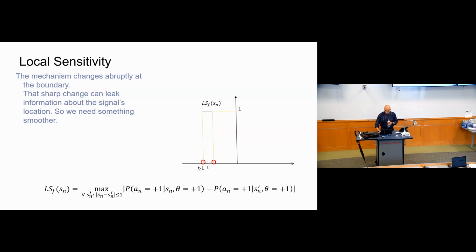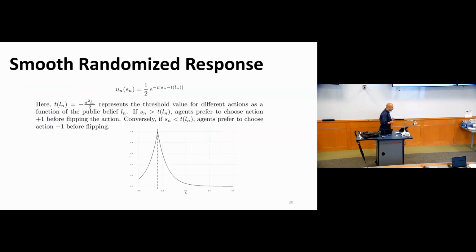So that's where Yushin was able to come up with a randomization scheme that satisfies the constraint of metric differential privacy, and it's inspired by the randomized mechanism. It's a kind of smooth version of randomized mechanism, and the probability of randomization goes down exponentially as the signal goes away from that threshold that I was talking about.